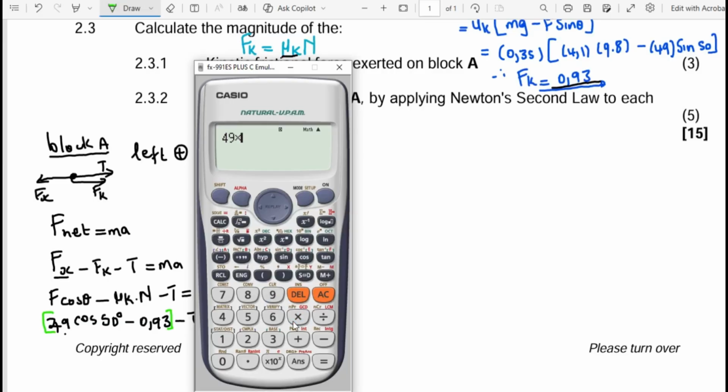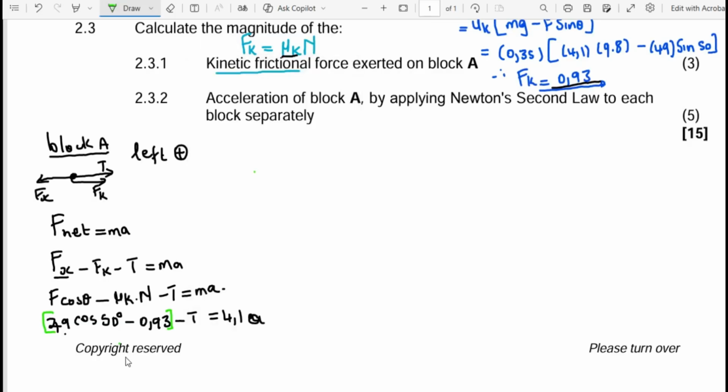49 multiplied by the cos 50. Then we subtract 0.93. Okay, this gives us 30.57 if we round it off. So this tells you that this is 30.57 minus the tension equals 4.1a. You know what I'm going to do?